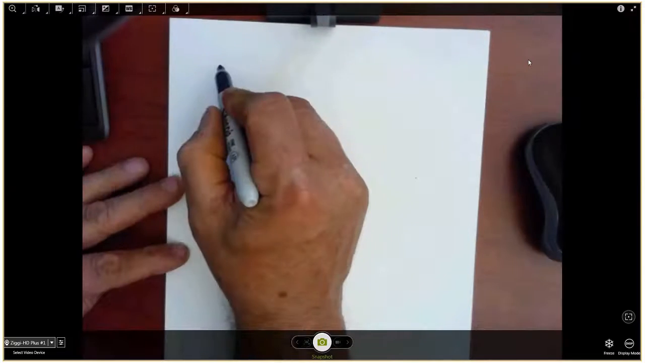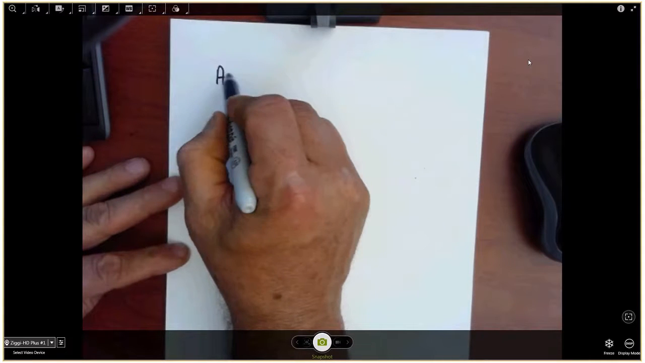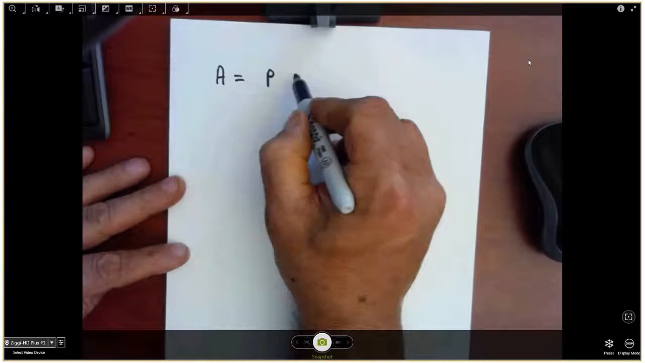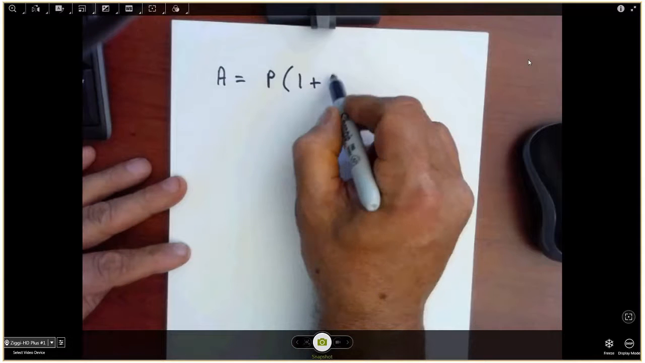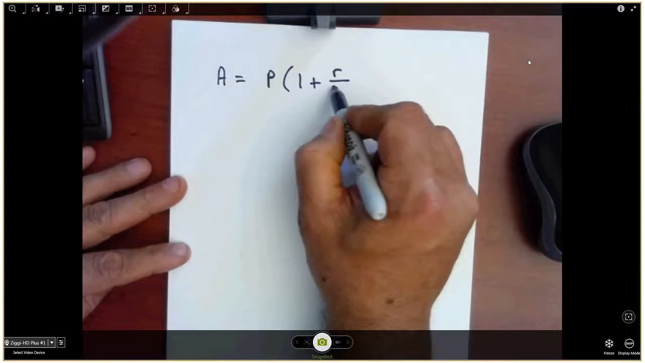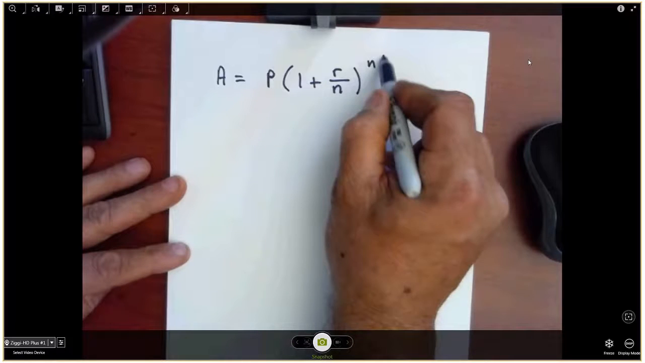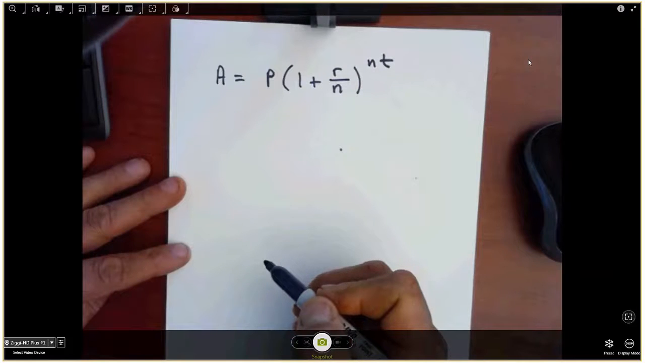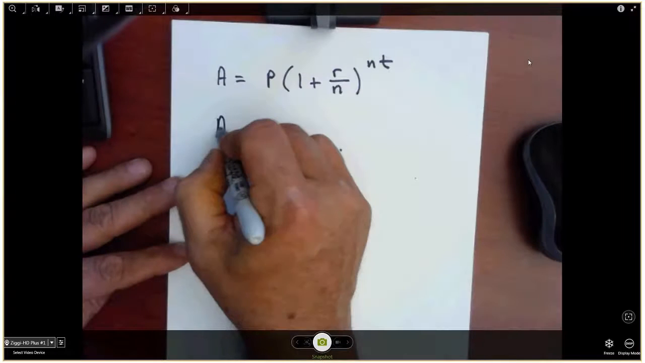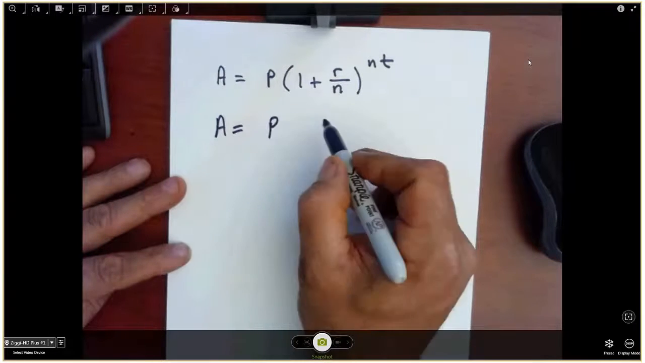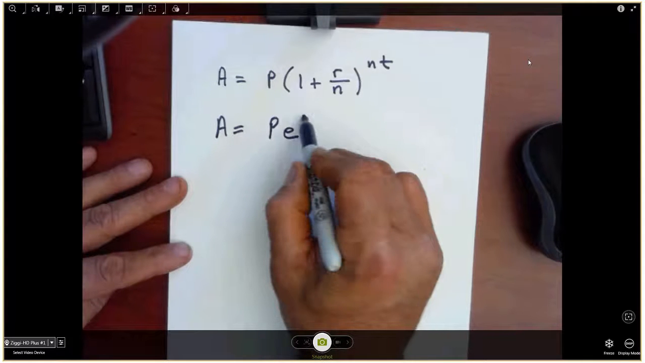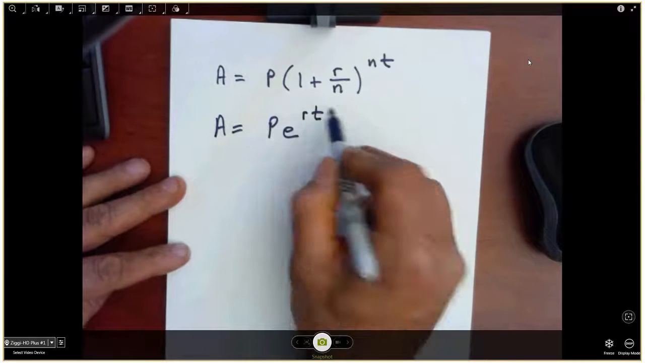Now, compound interest, we talked about that yesterday. That was A is equal to P times 1 plus R over N raised to the NT power. And then simple interest, not simple interest, but continuous interest. A is equal to P times E to the what? RT.